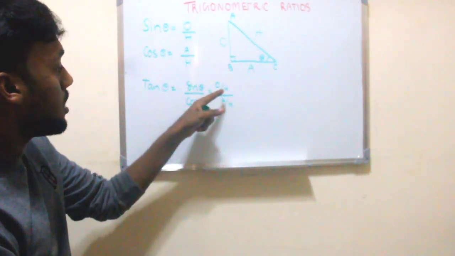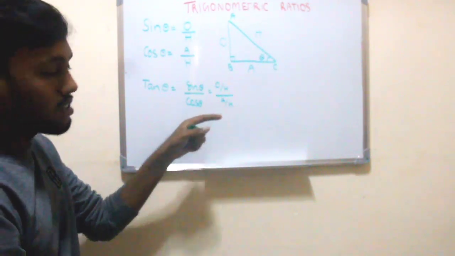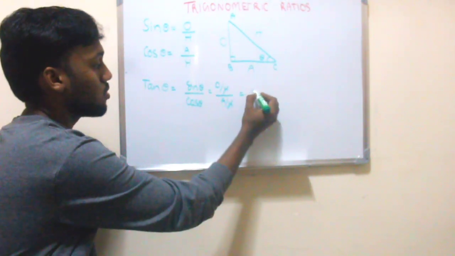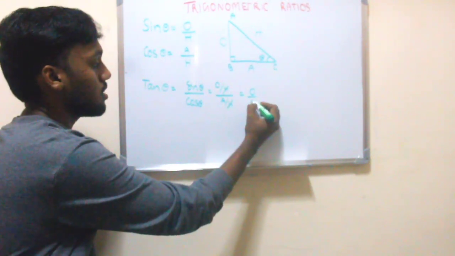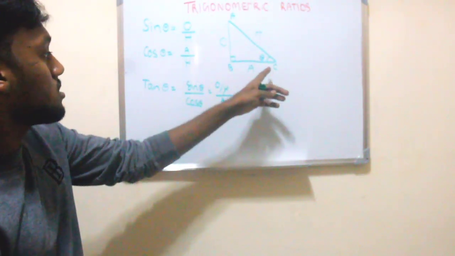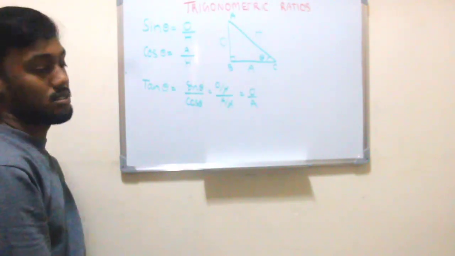See, we have an h in the numerator and h in the denominator, right? So we can cancel out these two. What is remaining? Opposite side divided by adjacent. So tan theta can be referred to as opposite divided by adjacent with respect to angle theta.